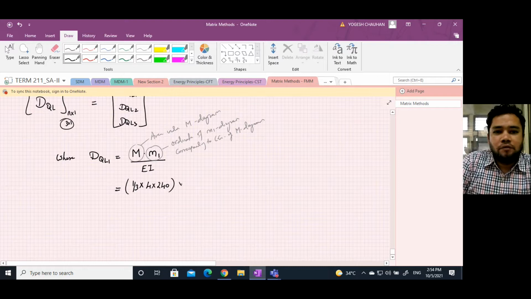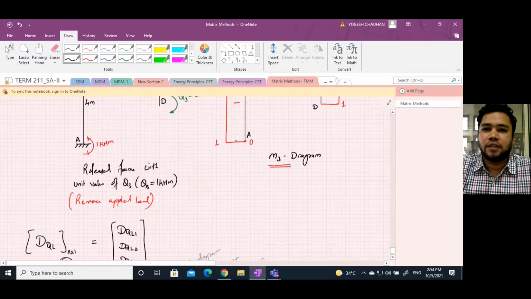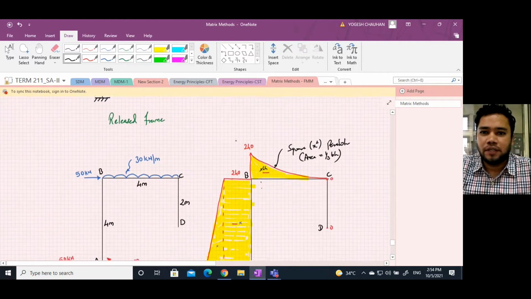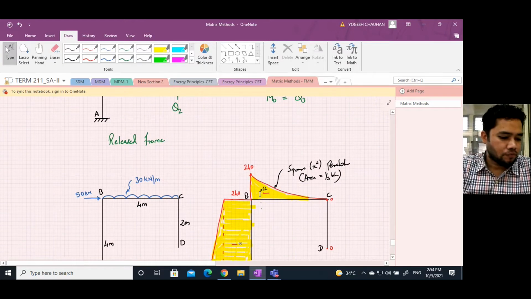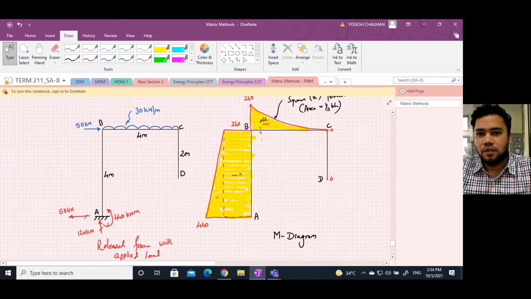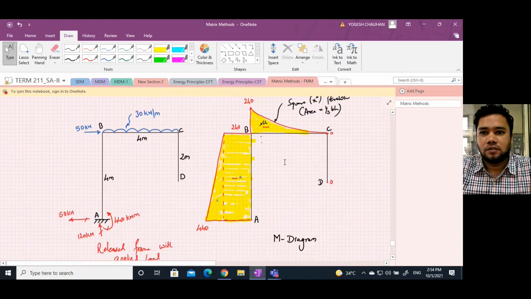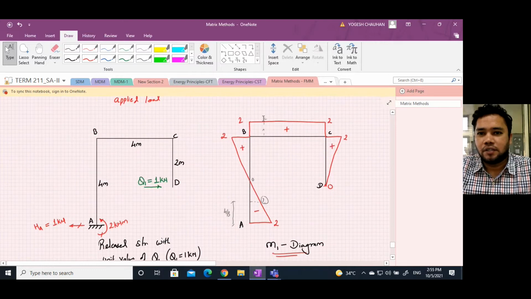Multiply it with the small ordinate of the m1 diagram corresponding to the CG of the capital M diagram. The CG of the capital M diagram is somewhere here, at a distance of 3 by 8 from here and 5 by 8 from here. Corresponding to that, the ordinate is 2.